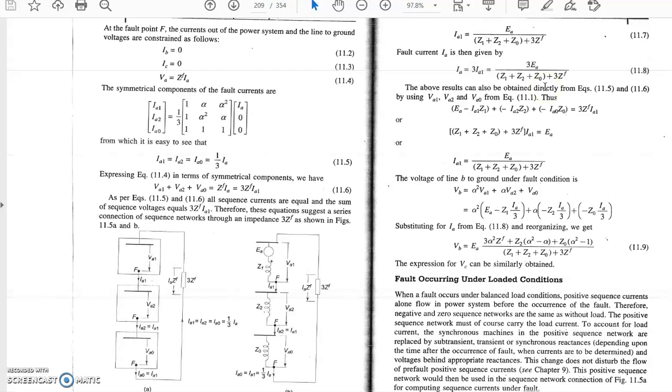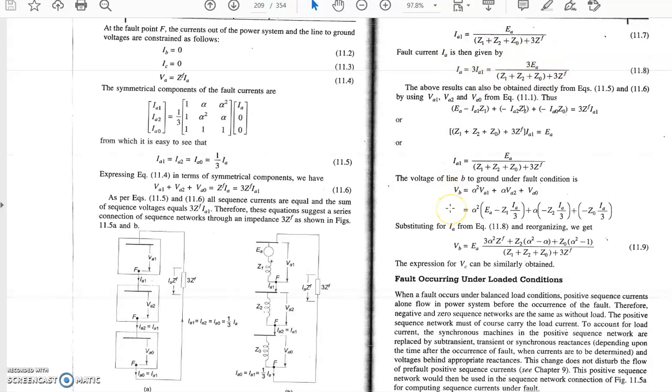And if you get the value of Ia, then Ia1 equals Ia2 equals Ia0, and for Va you know that Va1 is equal to Ea minus Ia1 Z1. So if you apply KVL, Va1 equals Ea minus Ia1 Z1, Va2 equals minus Ia2 Z2, and Va0 equals minus Ia0 Z0. So the sum of these three gives you the value of Ia1 also. This is an alternate method to calculate the value of Ia1, or you can directly calculate the value of Ia1.